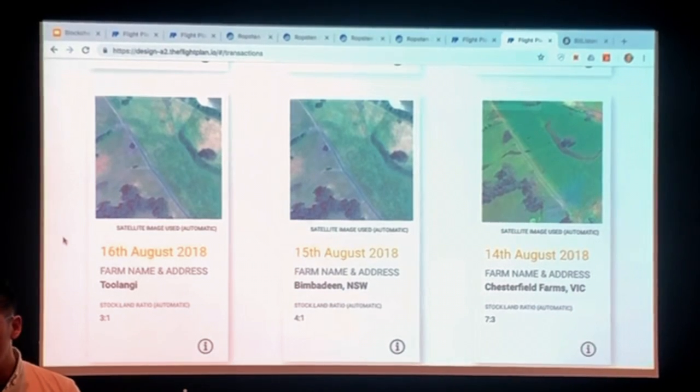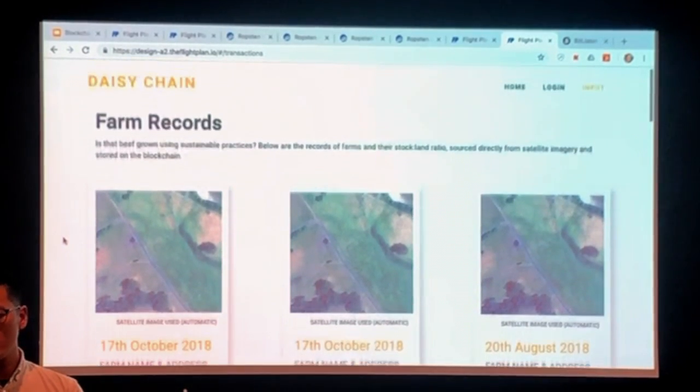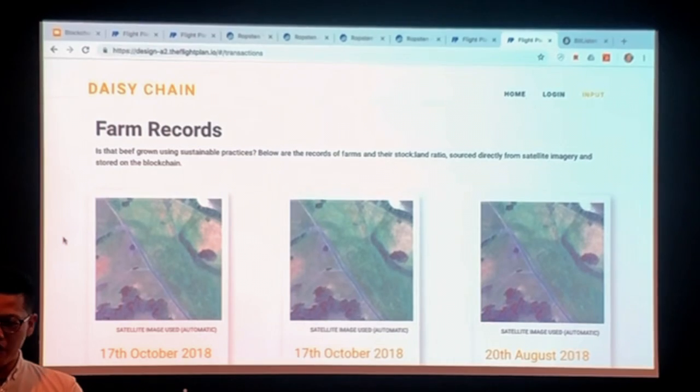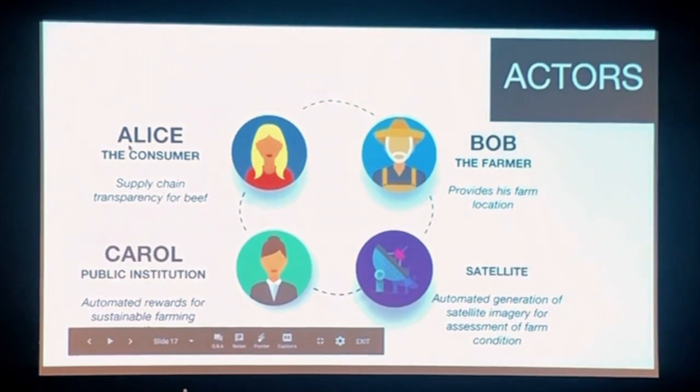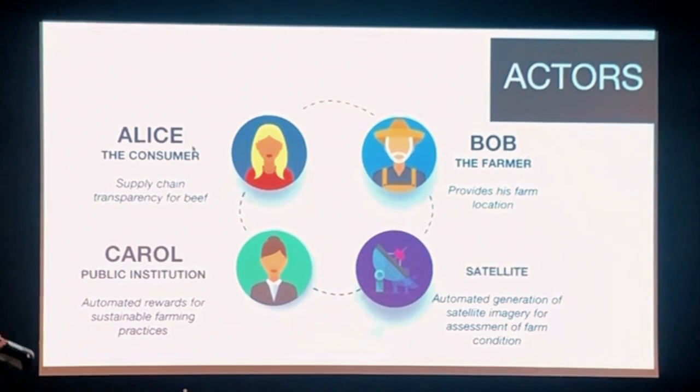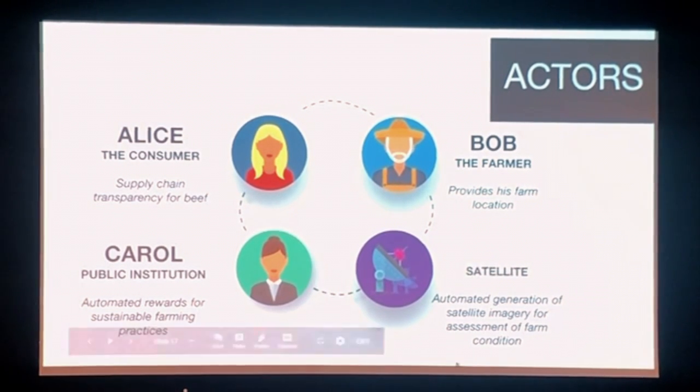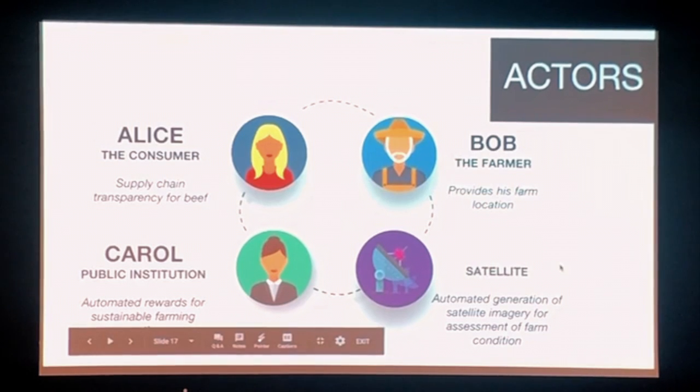Update it annually, right? Yes. The smart contract triggering the farmer will update it. Or release some extra funding as a result of that. Yeah, so that's what the actor ecosystem looks like. We've all thought about supply chain from the consumer perspective, but this prototype's really designed for Bob, the farmer here. You've got the satellite imagery also talking to the public institution there.